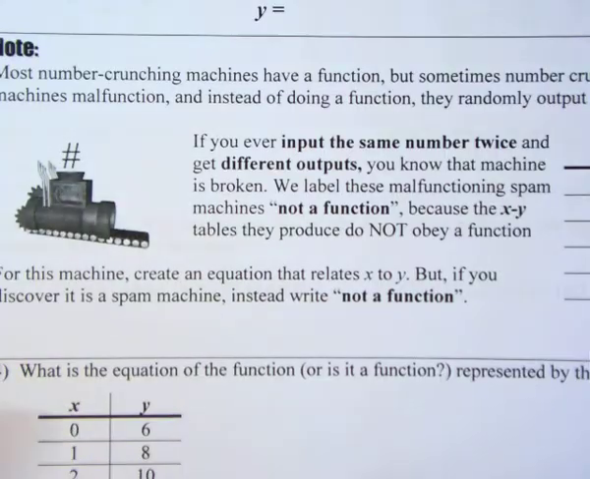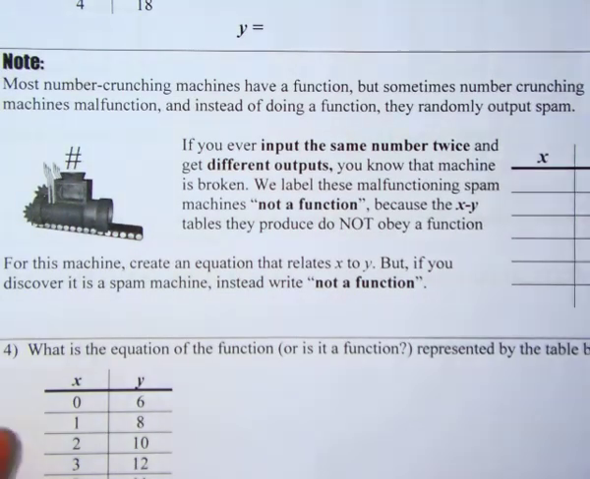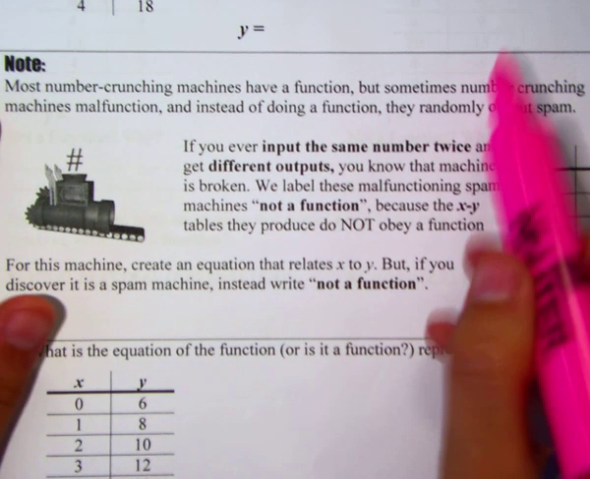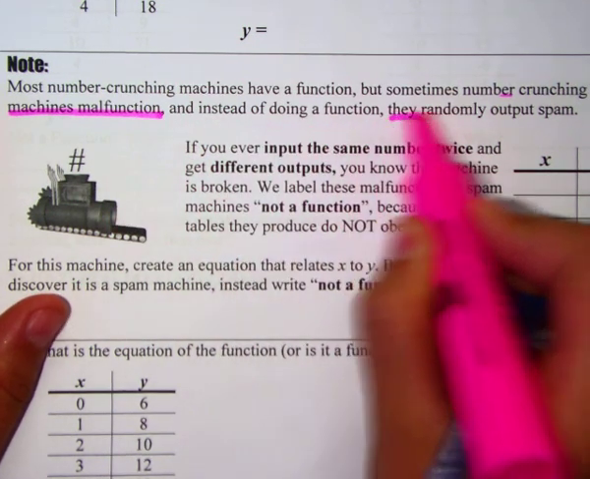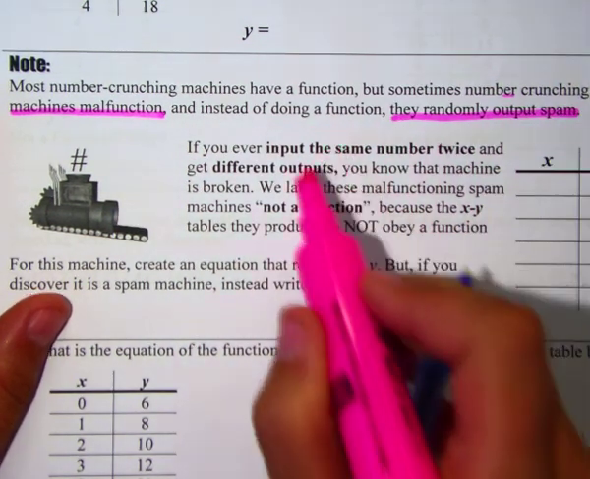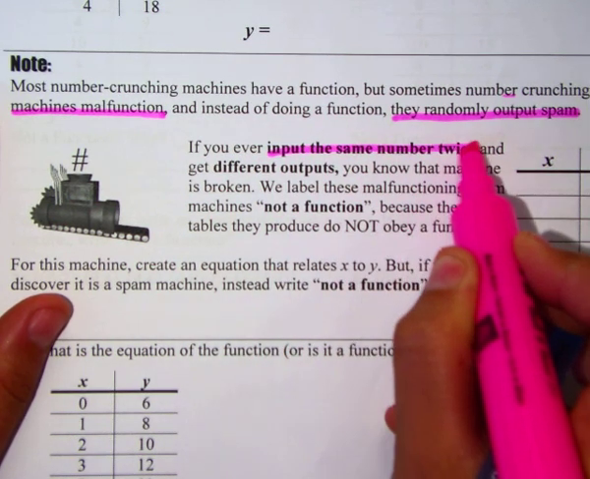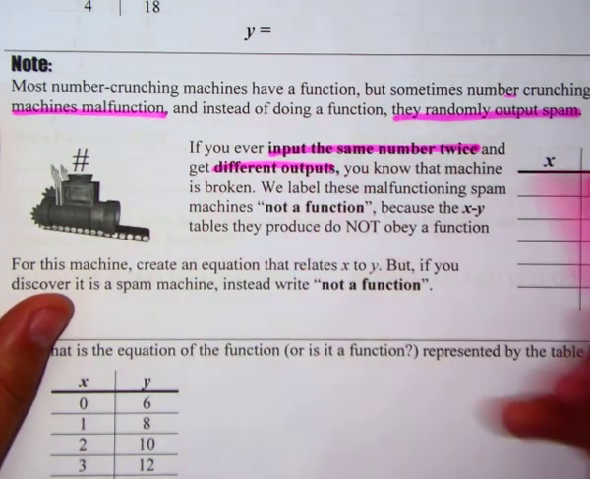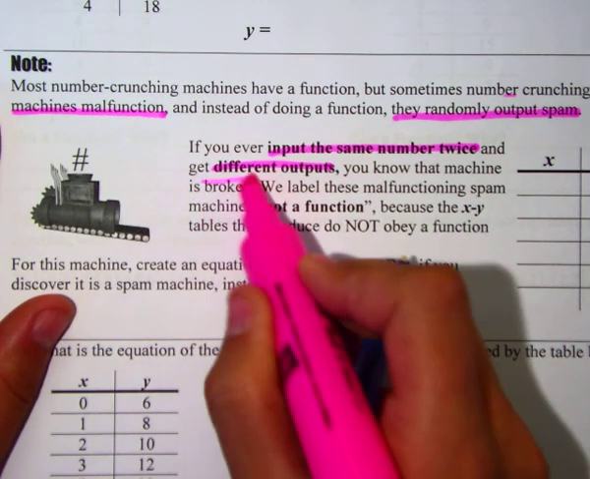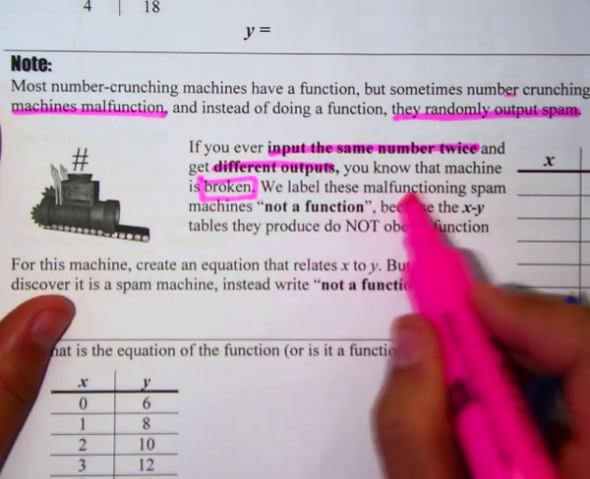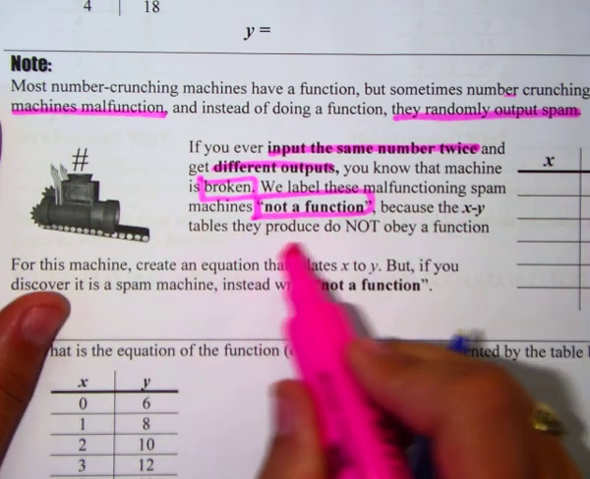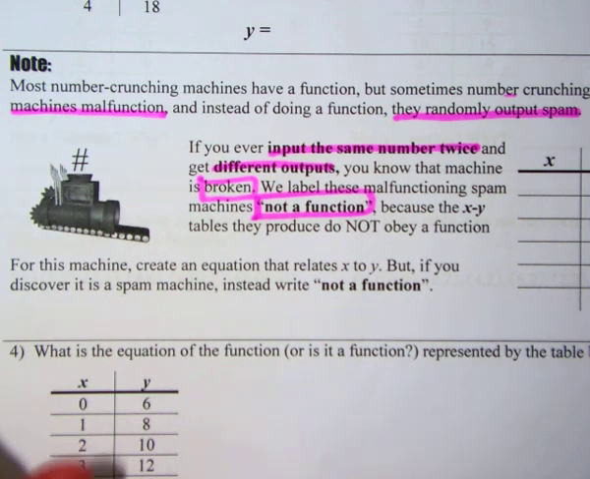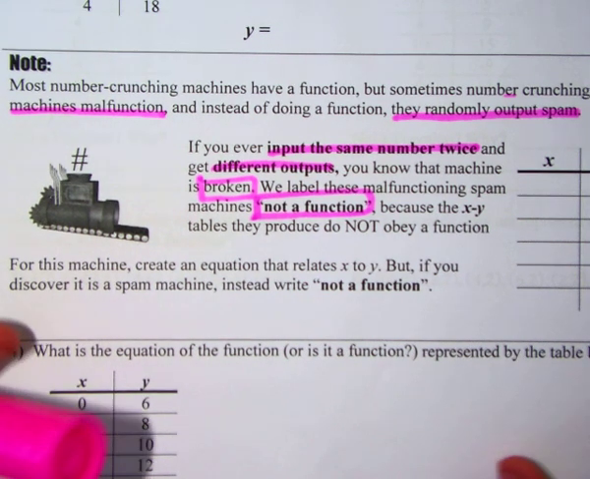Let's look at this. What this has to do with is what doesn't make a function. Most number crunching machines have a function, but sometimes number crunching machines malfunction. And instead of doing a function, they randomly output spam. If you ever input the same number twice and get different outputs, you know the machine is broken. We label these malfunctioning spam machines not a function because the x and y tables they produce do not obey a function. Okay?